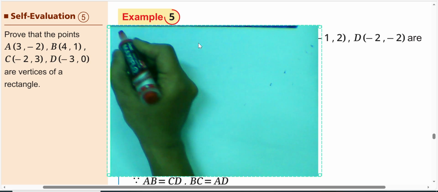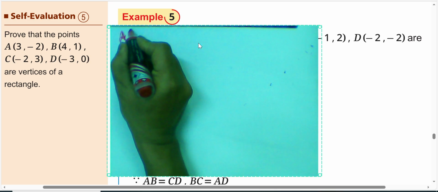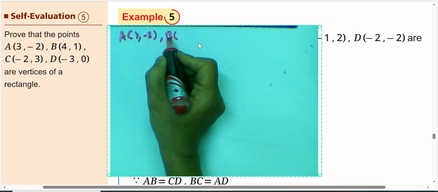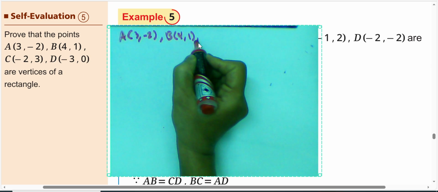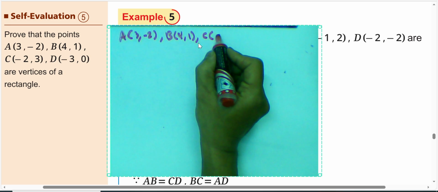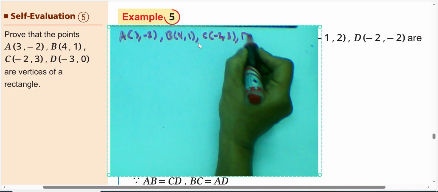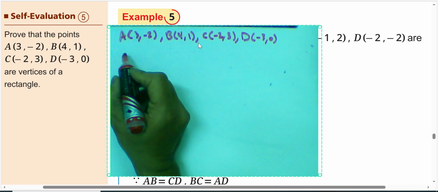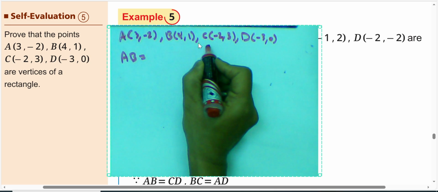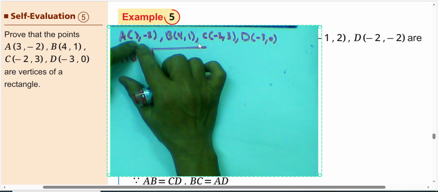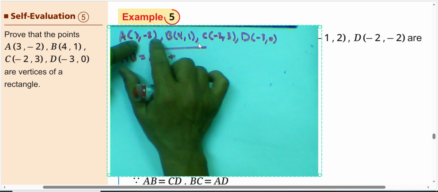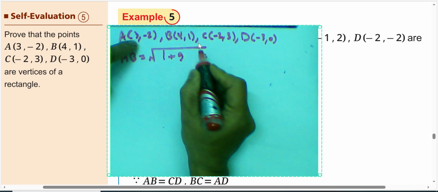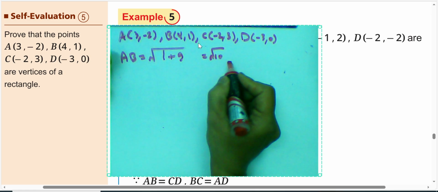First step, we give point A, the order of point A 3 and negative 2, and point B 4 and 1, and point C negative 2 and 3, and point D negative 3 and 0. We can find the length of AB. Look, 4 minus 3, 1, 1 power 2 equal 1. 1 minus negative 2, 1 plus 2 equal 3. 3 power 2 is 9. The result will be square root of 10.